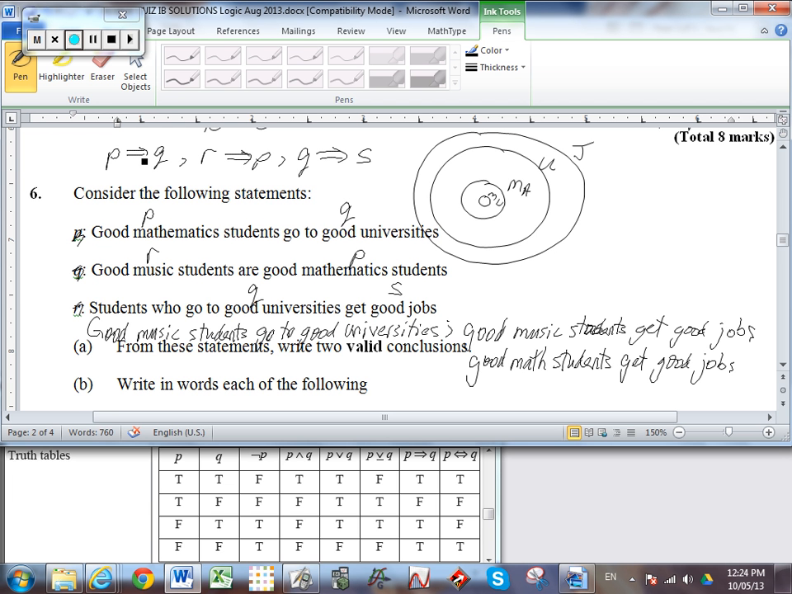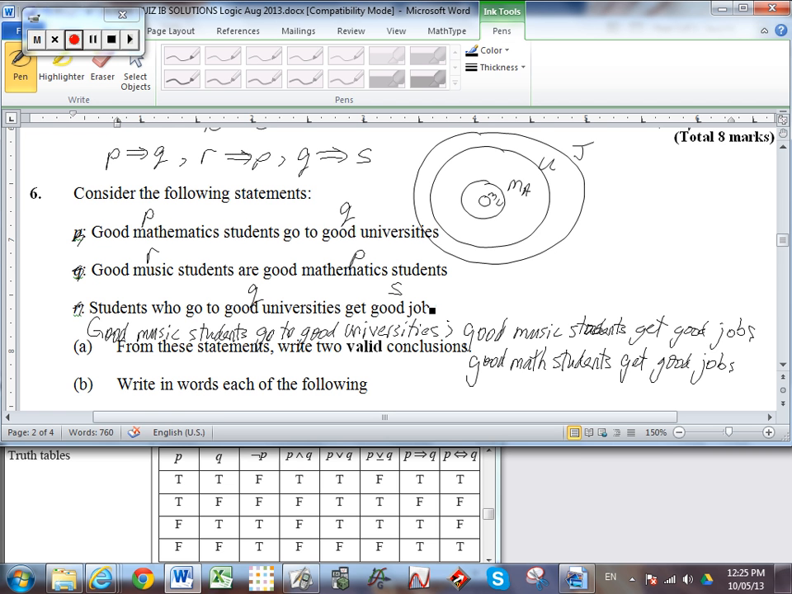And one way that you can think about this implies symbol is that it's sort of like a pathway. If R points to P and P points to Q, the end result is that R has pointed to Q. So good music students go to good universities. Furthermore, because we've got P pointing to Q and Q pointing to S, then good math students get good jobs. And the last one: R is pointing to P, which is pointing to Q, and Q is pointing to S. The end result is that R is pointing to S. So good music students get good jobs. I didn't want to go through a 16-row truth table, but when you've got a series of implications and things are implying one another, that's a conclusion that you can draw.